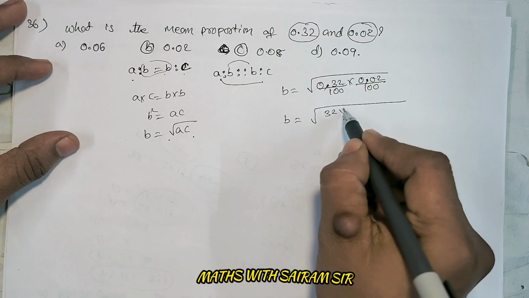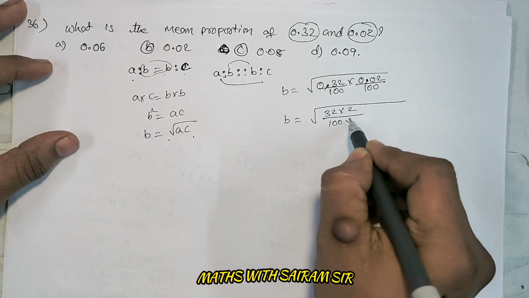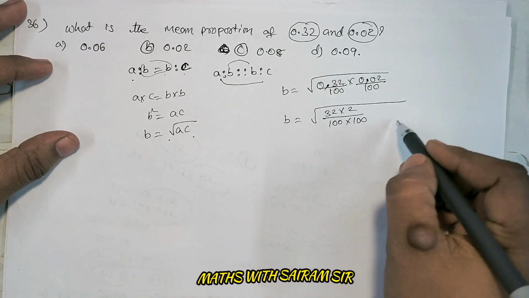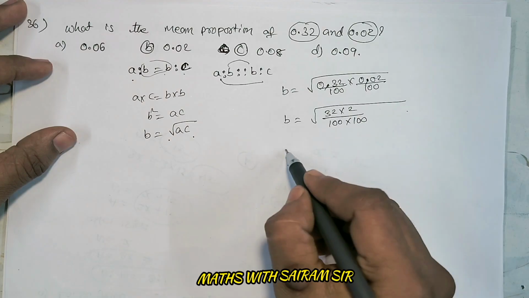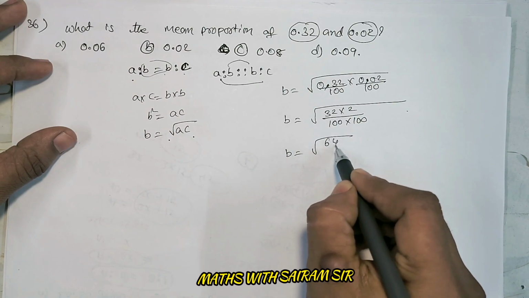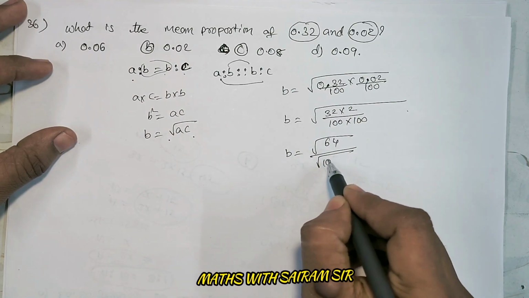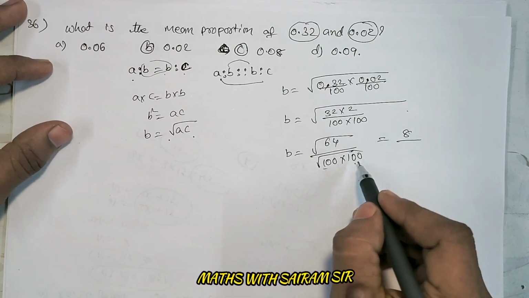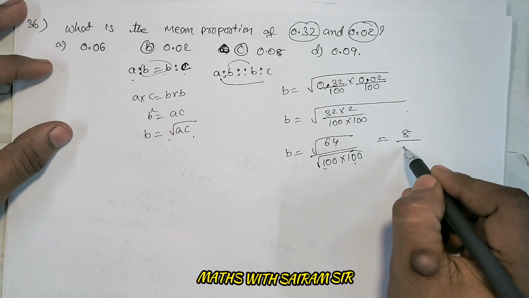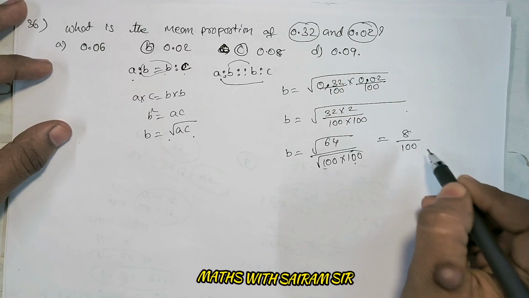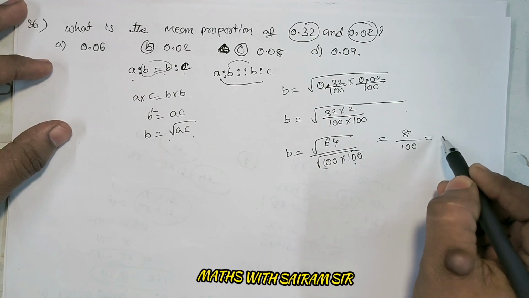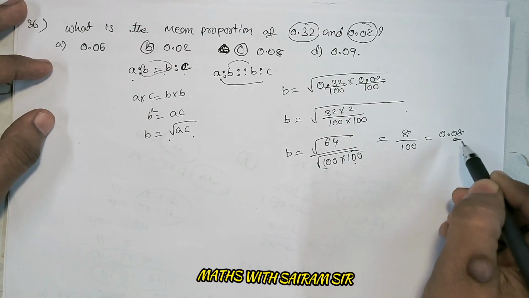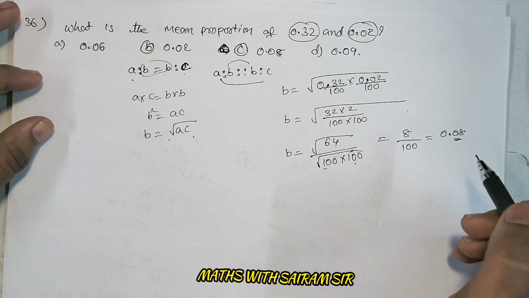So this can be written as 32 into 2 by 100 into 100. Okay, so 32 into 2, that is 64. That means B is equal to the square root of 64 by the square root of 100 into 100. The square root of 64 is 8. The square root of 100 into 100, 100 square, is 100. Okay, so this can be written as 0.08. So the mean proportion of these two given numbers is what?